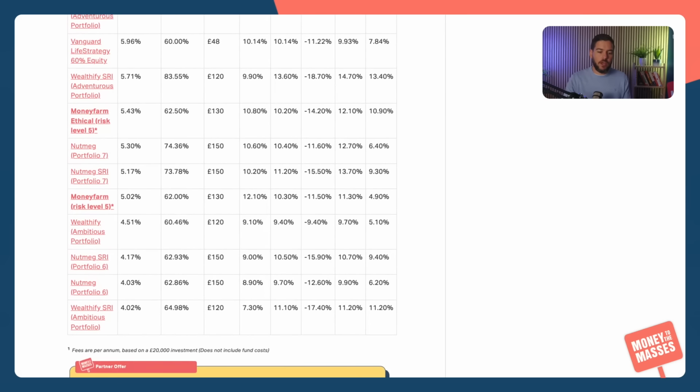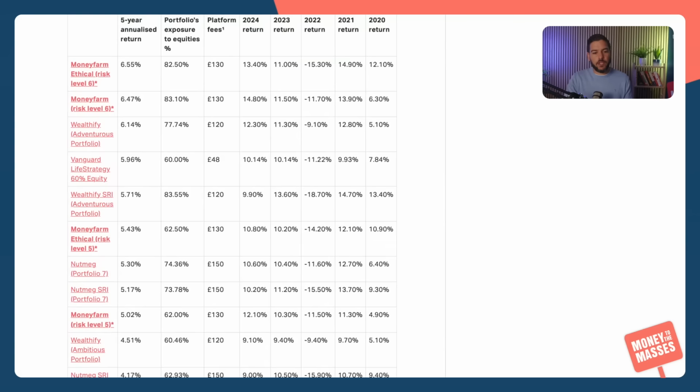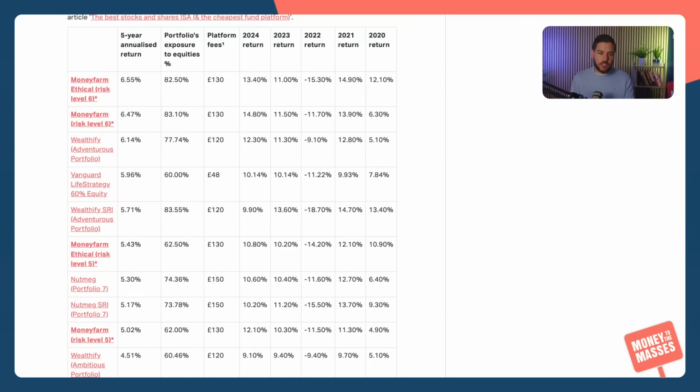You can see it on screen. There is a link in the notes of this video. Make sure you compare like with like. So the equity exposure there, if you're looking at performance, then make sure you're looking at ones with similar equity exposure when you're looking at that performance comparison. The fees there are based on £20,000 investments. That's the ISA allowance, but also do bear in mind that past performance is not a guide to future returns.